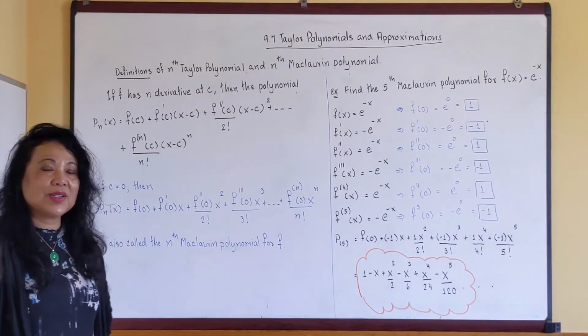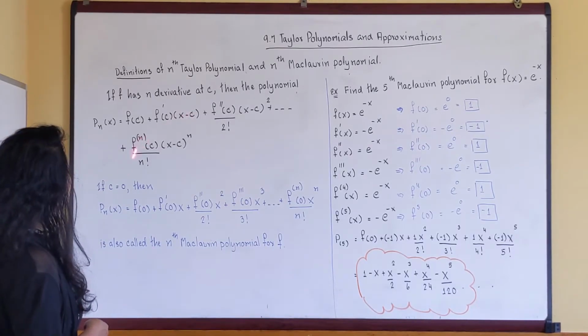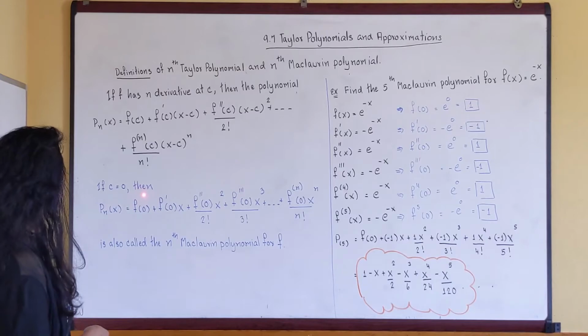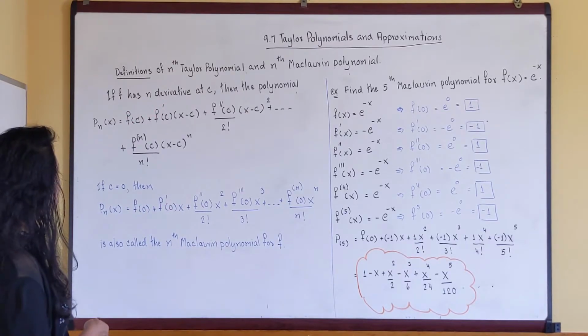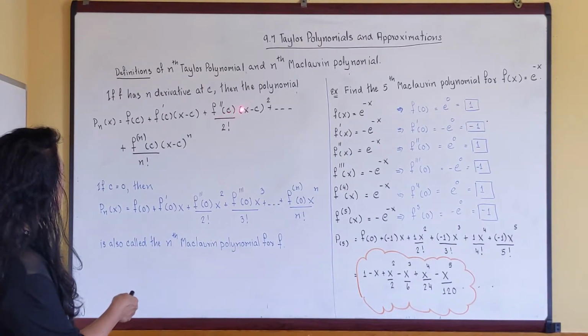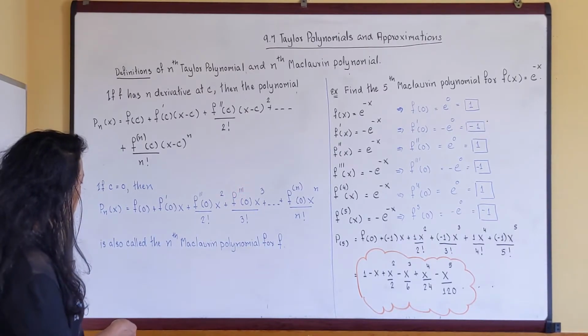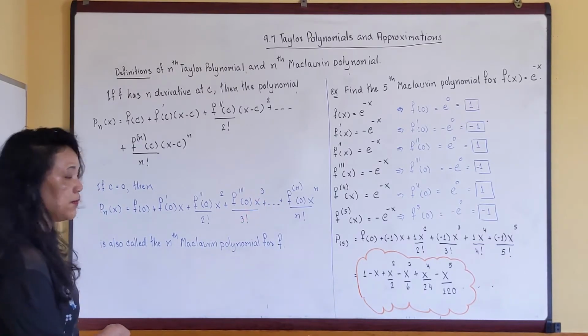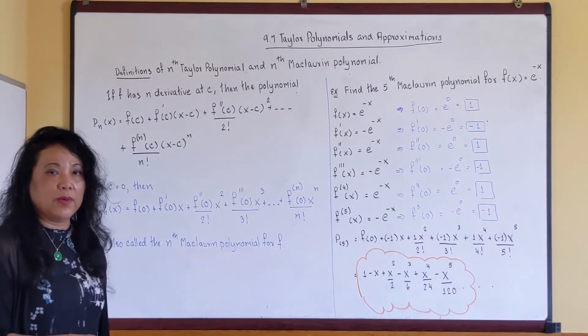Hi everyone, let's look at the next theorem, which is Maclaurin. When you let c equal 0 and substitute in this theorem, you end up with f of 0, f prime of 0 times x, f double prime of 0 times x squared over 2 factorial, f third derivative of 0 times x to the cube over 3 factorial, and so on. So this is called the Maclaurin polynomial of f.